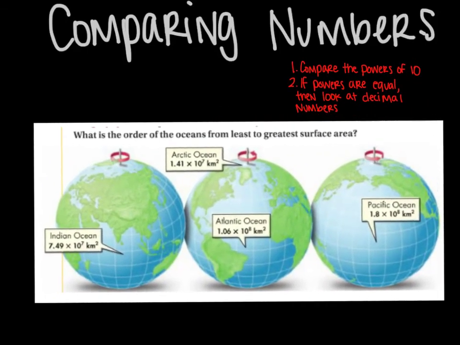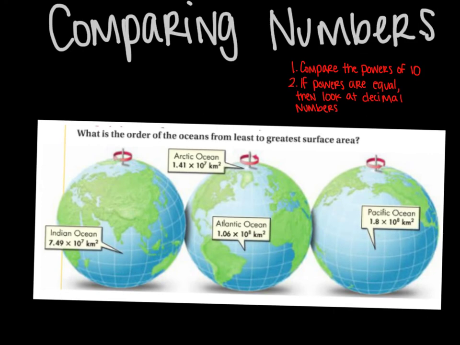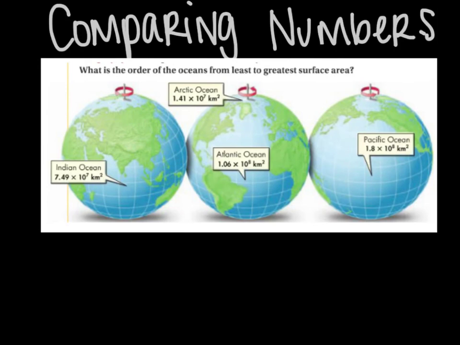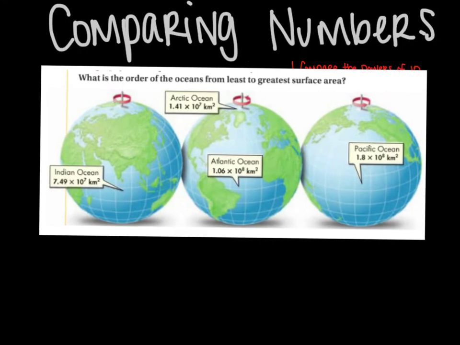The example we're going to do is this one. What is the order of the oceans from least to greatest surface area? And there's pictures here. You can see them. So the first thing I'm going to do is compare their powers of 10, and as you can see, these two are 10 to the 7th power, and then these two are 10 to the 8th power. So I automatically know the Atlantic and the Pacific are bigger, and you probably knew that anyways, I would hope. And so now we're going to compare the next two, and you're going to compare the decimals. So I have 7.94 and 1.41. 1.41 is smaller than 7.94, so my least one is going to be the Arctic.